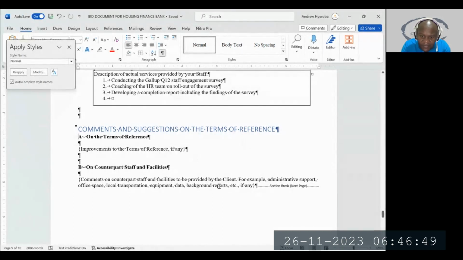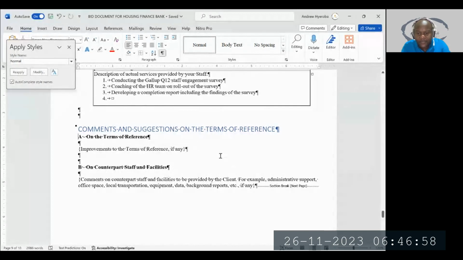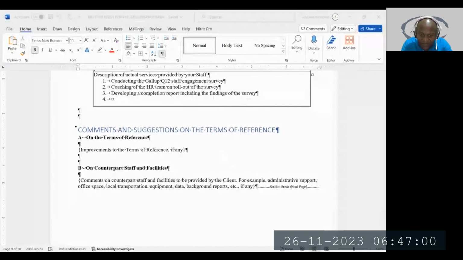If anyone has any questions, shoot in the Q&A. If not, I'm getting off this window for a bit and I'm sharing the screen to show the terms of reference. Application window.